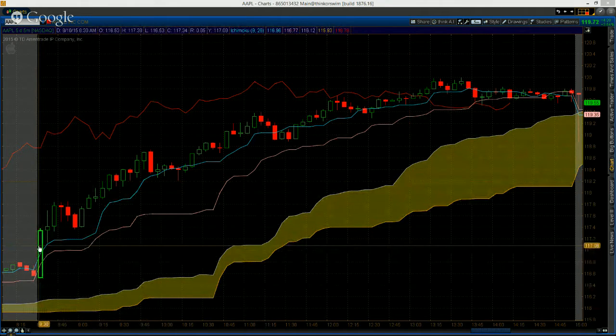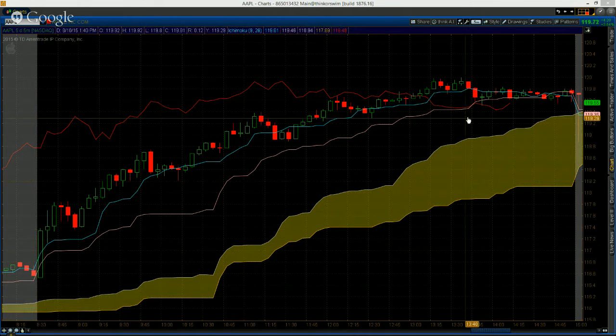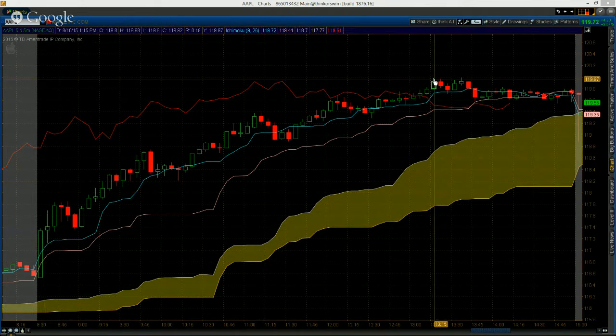Right now I could have done two things. I could have bought stock at the close of this bar, 117.34, and held it to highs. The session highs would have been somewhere around here in the afternoon, around 119.98. So a fantastic trade there from the stock.